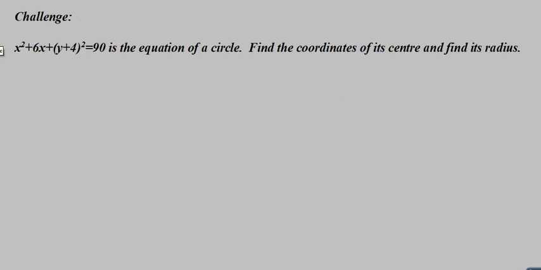And the challenge that I want to leave you with is that I'm telling you that this equation, x squared plus 6x plus (y plus 4) all squared equals 90, is the equation of a circle. You are required to find the coordinates of its center and to state its radius.